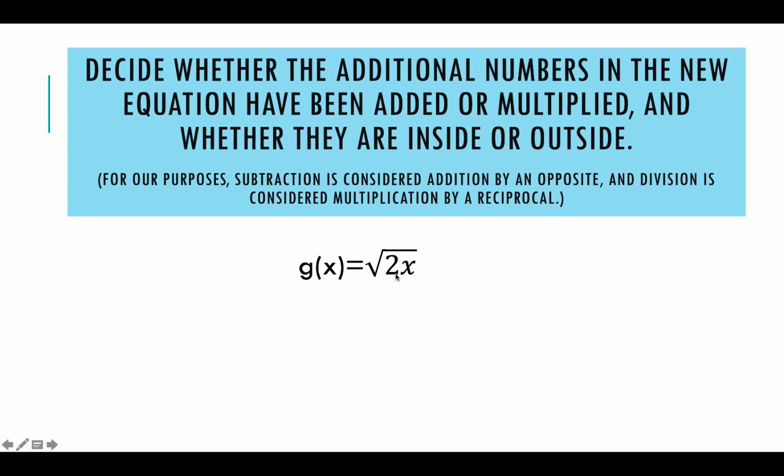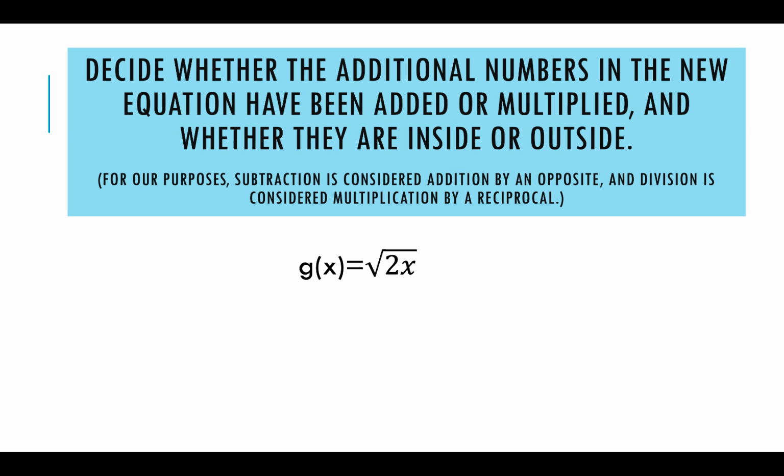The other aspect that we want to look at is whether it's inside or whether it's outside. So the word inside is referring to the fact that you would do that operation before you applied the parent function. So in this case, do you take your x value and multiply it by 2 and then apply the square root? Or do you apply the square root and then multiply it by 2? If you do it before you apply your parent function, then we call it inside. And if you do it after you apply the parent function, we call it outside.